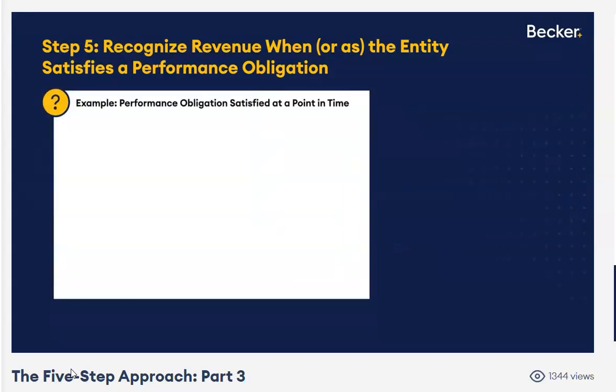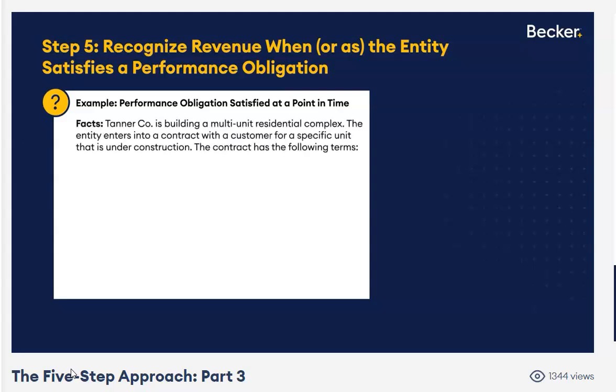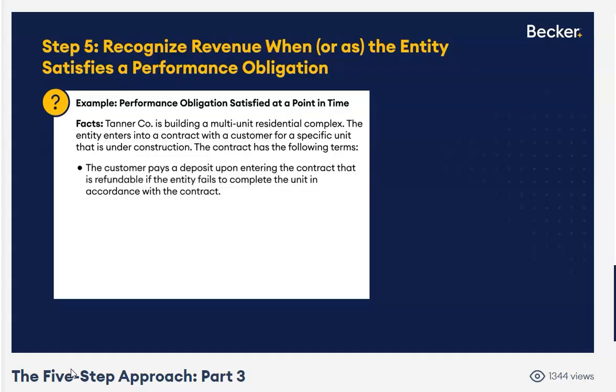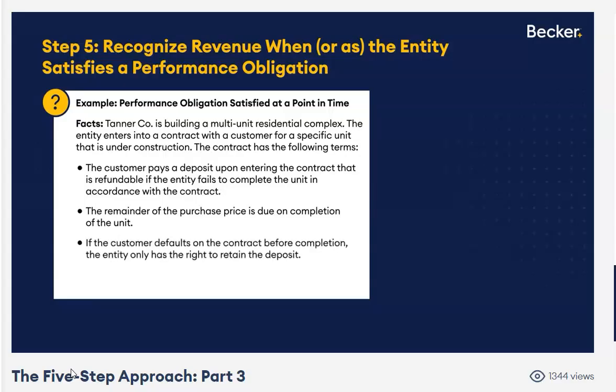Now let's turn those facts around just a little bit. Tanner is building a multi-unit residential complex. The entity enters into a contract with the customer for that specific unit again. However, in this case, the customer pays a deposit upon entering the contract that is refundable if the company fails to complete the unit. So if they don't complete the unit, I can get my money back. The remainder of the purchase price is due upon completion. If the customer defaults on the contract before it's completed, the entity only has the right to retain the deposit. That's it. So now let's determine whether this performance obligation is satisfied over time or point in time.